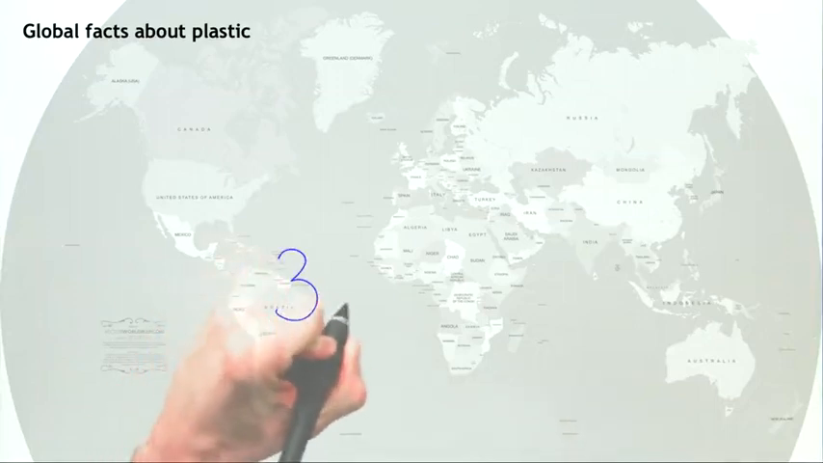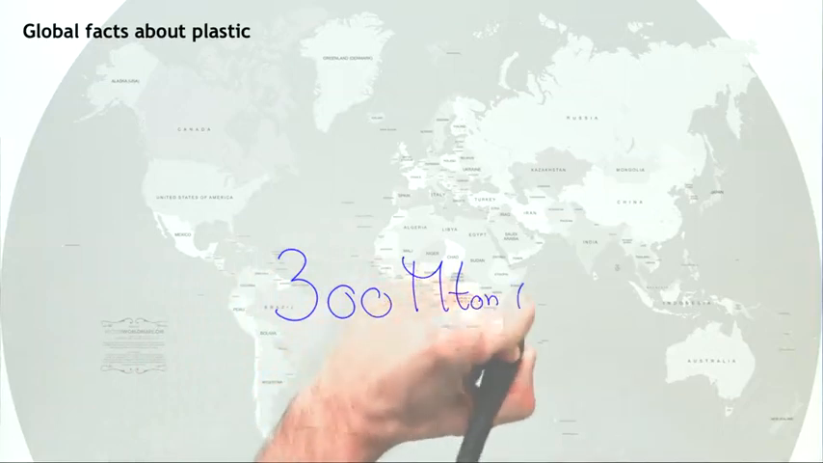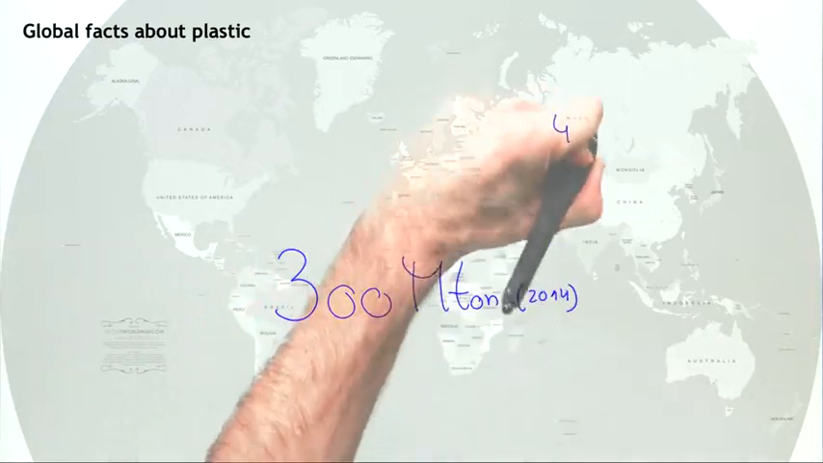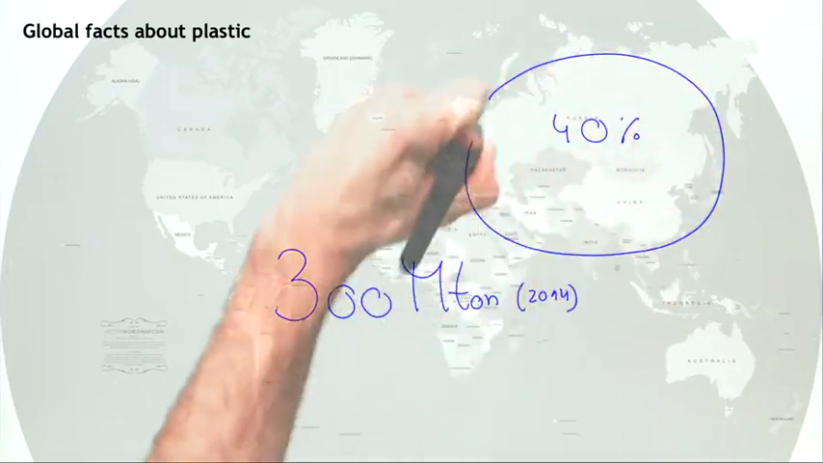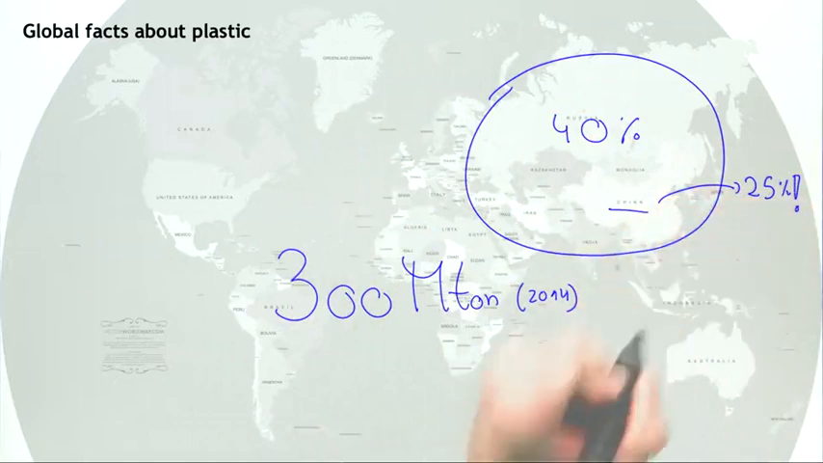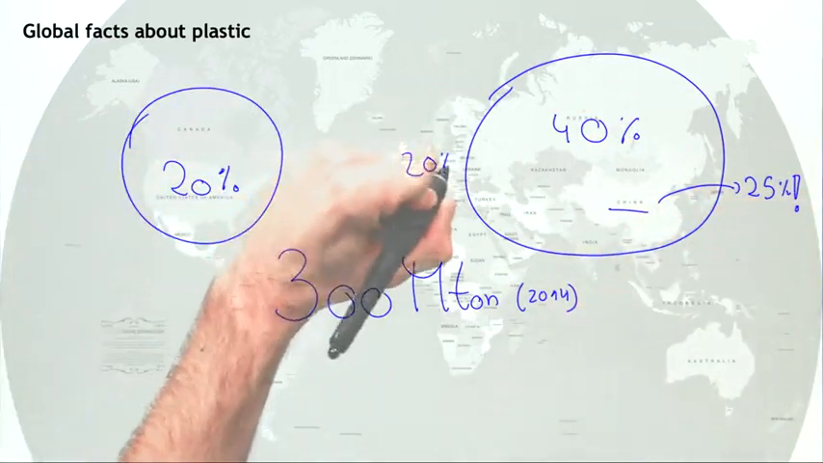Some global facts. The plastic global production in 2014 was 300 million tons. 40% by weight of world production takes place in Asia. China on its own produces 25% of the world production. North America and Europe cover each 20%.